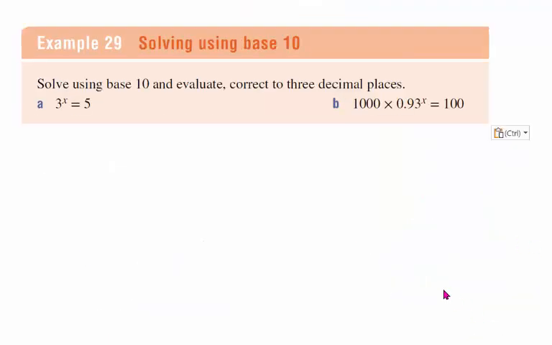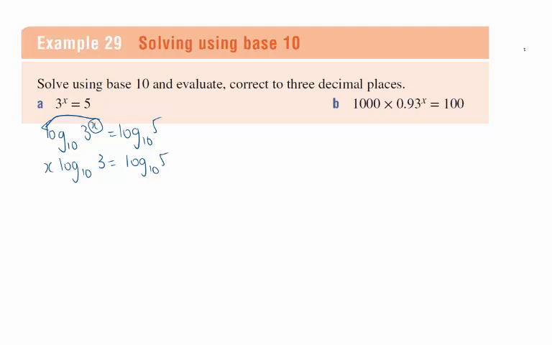And x, notice that should be x is about as well. Okay, in example 28, they gave us a base. We can just use base 10. So we'll go through the same system. Again, I'm just going to take the log base 10 of both sides. Log base 10 of 3 to the power of x equals log base 10 of 5. Here's my x, it goes out the front. So we've got x log base 10 of 3 equals log base 10 of 5.